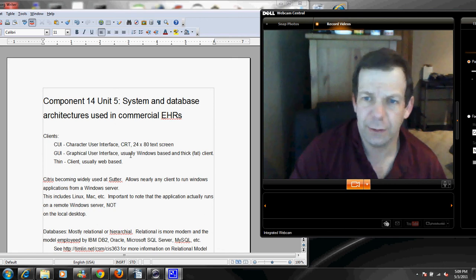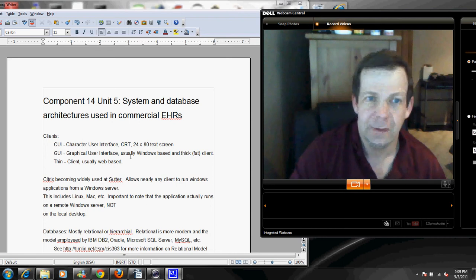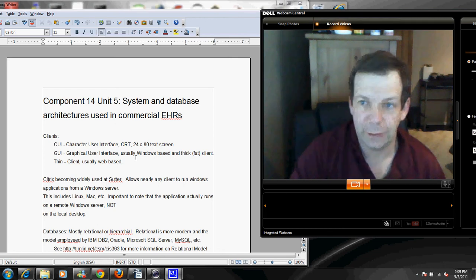The original interfaces were all written in something called a character user interface, although I don't think they were called character user interfaces then, since there was only one type. These are the old DOS-like screens. In some cases they were called CRT for cathode ray tube. They generally provided a 24 line down by 80 character across text screen. In some cases it wasn't even that much. It was 40 characters across by 24 down.